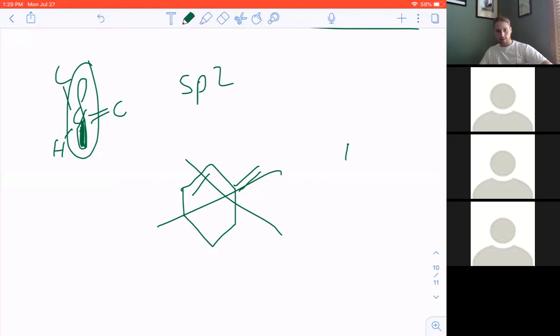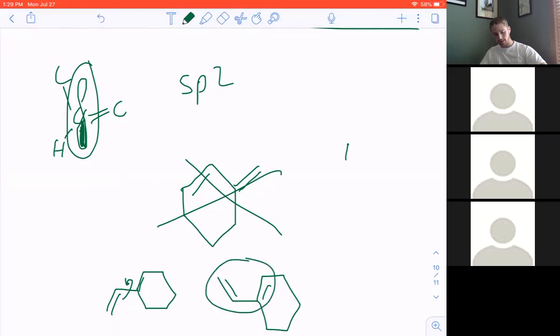Looking at the next one then, so for 2, that one looks like this. While right now they are trans to each other, the trick is that this one doesn't have a double bond, so it is able to rotate. Because of that, this is the same thing as drawing it like this. So 2 could do Diels-Alder, with this being your diene, so that one is not correct.